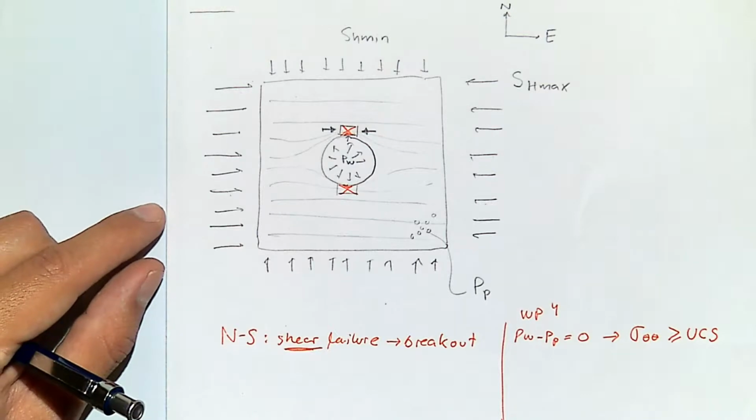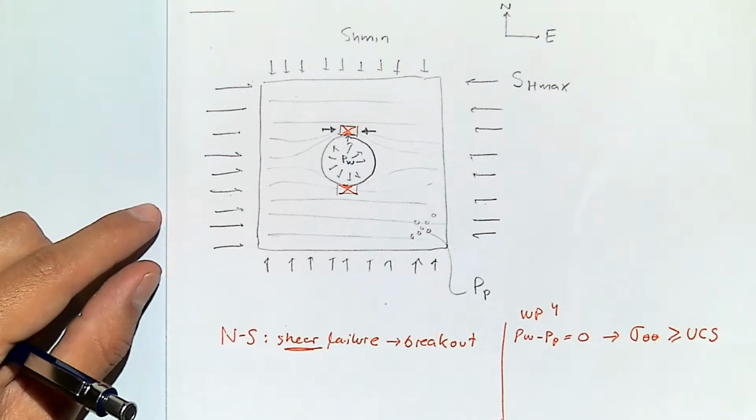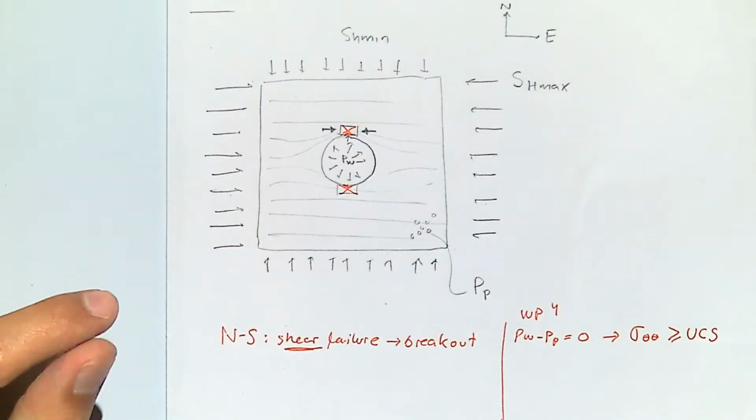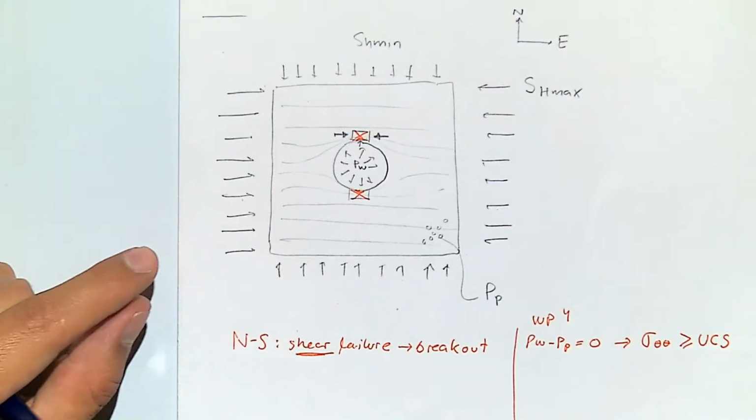When that pressure support in the wall is not equal to 0, you need to use the full criterion for shear, something we haven't seen yet, but you can see in the notes. It's not too difficult. All right, so we have shear failure.